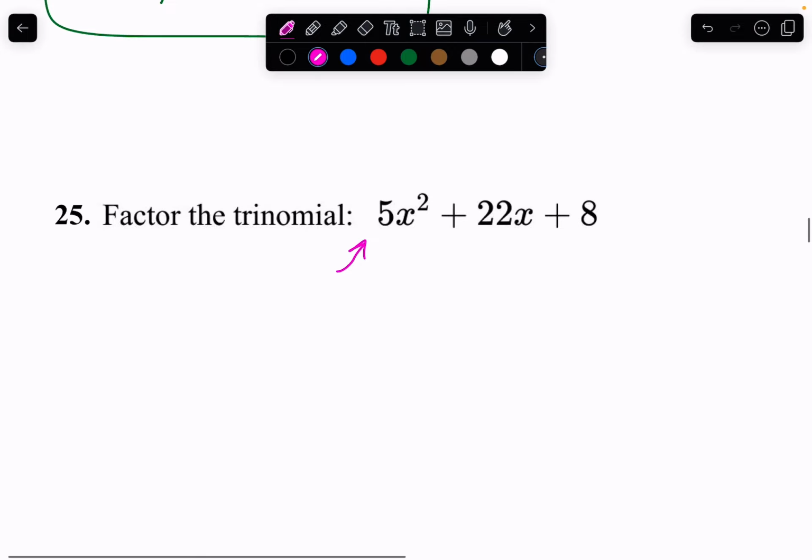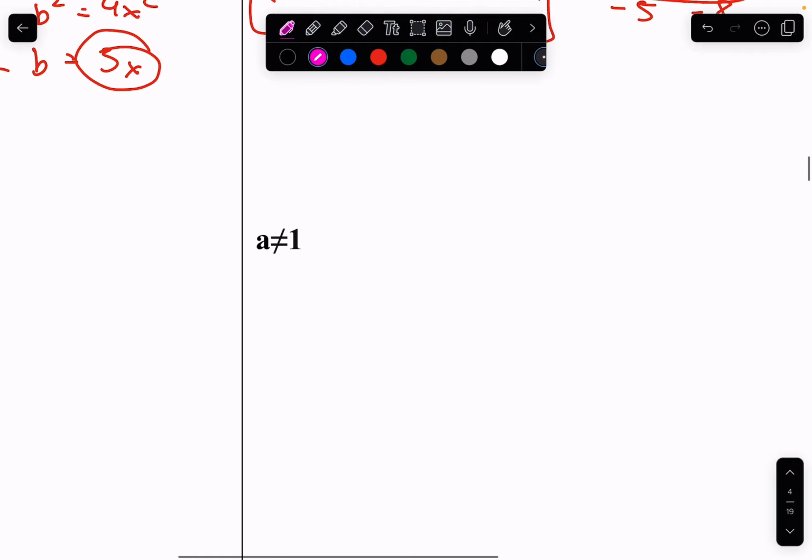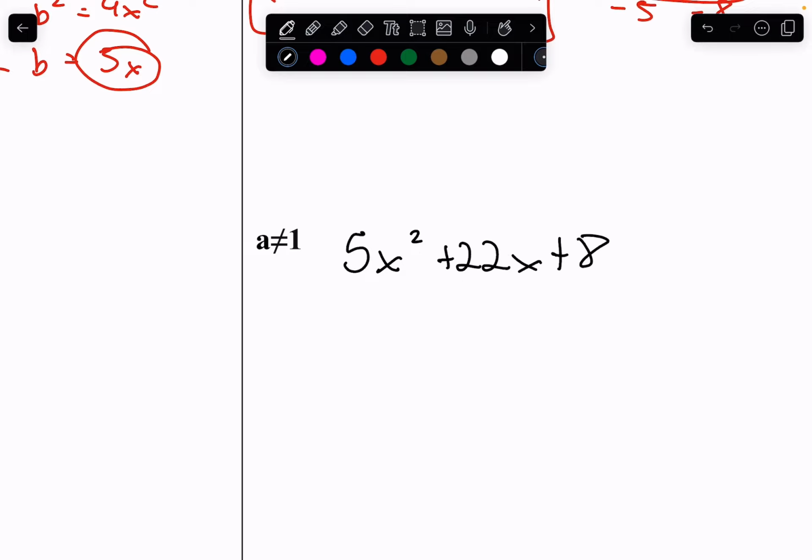So let's go ahead. I'll copy this one down up here. We'll put this as our example. All right. So we've got as our problem 5x squared plus 22x plus 8. Now here's the deal. There are a bunch of different methods you can use to factor trinomials where a is not equal to 1. You may have learned guess and check. You may have learned AC. I know they have the borrow payback method. You could have done the box method. There's a bunch of different ways to do this. The way I am going to teach you is the AC method.